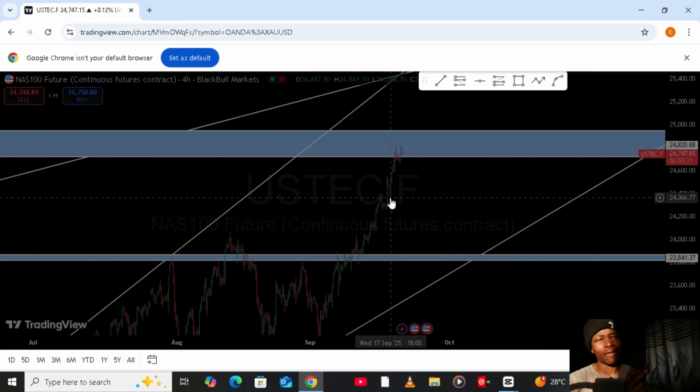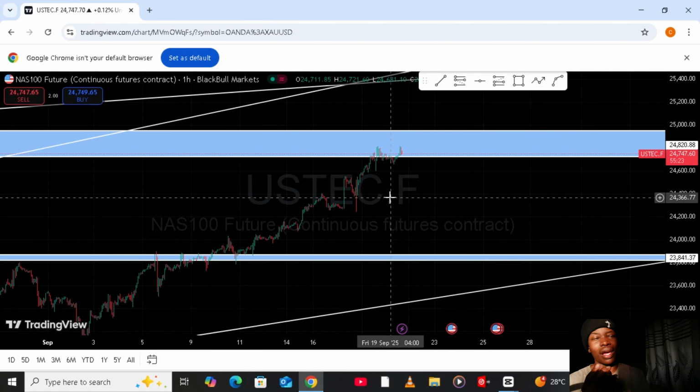Because in the daily time frame, you can see buys. And in the 4 hour time frame, you can still see buys. But in the 1 hour time frame, it's showing you sells. Which one are you gonna choose? That's a question you need to answer in the comment section.